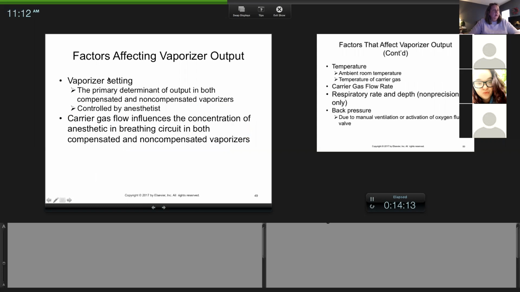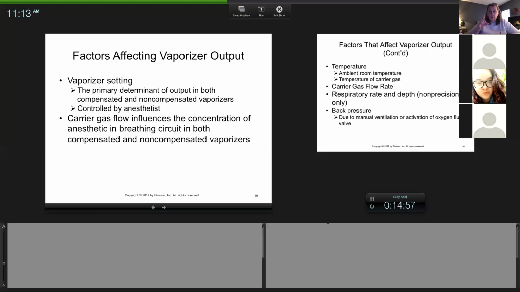Now, how much is coming out of the vaporizer? Well, normally you set the percentage, and we're assuming if you have the vaporizer at 2%, we're assuming the patient's getting 2%. And we can control this. Now, let me make a little side note. Your flow of your gas through the vaporizer can affect the concentration in both vaporizers. And follow me on this. You just have to conceptualize this with me.